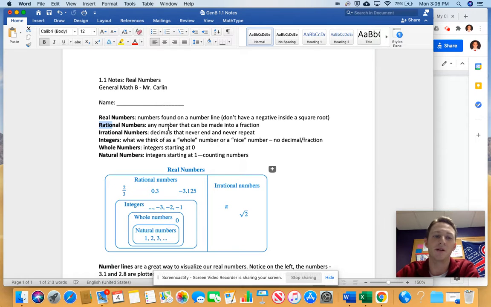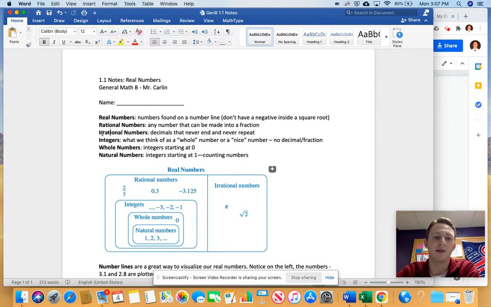So a rational number might actually be a fraction like 2/3. It could also be a decimal that stops, like 0.3, because that could be represented as 3 divided by 10. It could also be a negative decimal that stops, like negative 3.125. Something else that it could be would be a decimal that repeats, something like 0.6666666. That would just be 2/3, right? So if it's a fraction, a decimal that stops, or a decimal that repeats, it's a rational number.